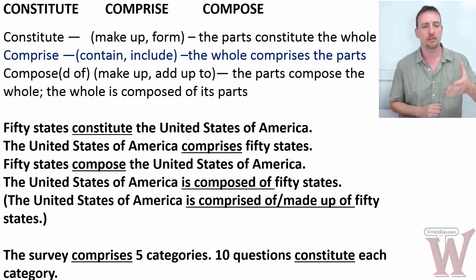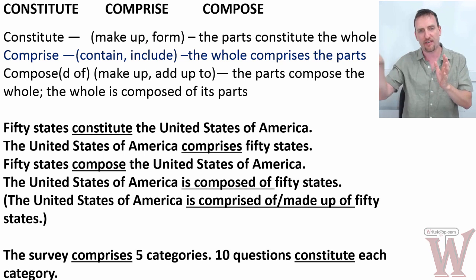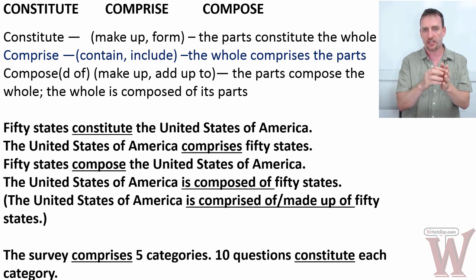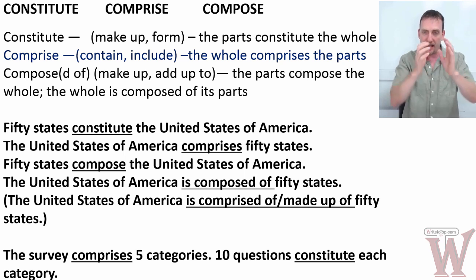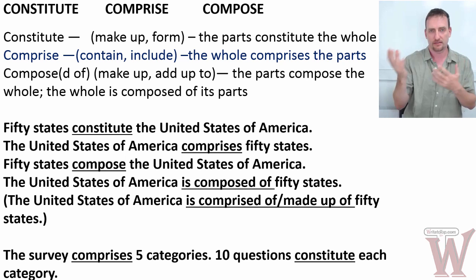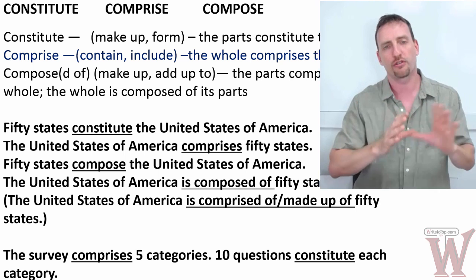Okay, so here's an example. The survey comprises 5 categories. So the whole survey has 5 categories in it. Okay, 5 different categories. 10 questions constitute each category. So 10 questions put together, 1 full category. Okay, 5 categories constitute the survey. The survey comprises, again, make sure you understand the order. They are all synonyms. The order is different.